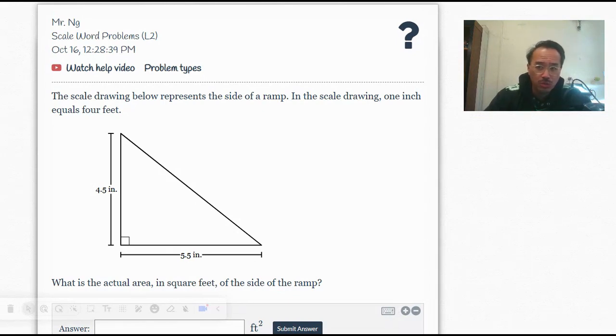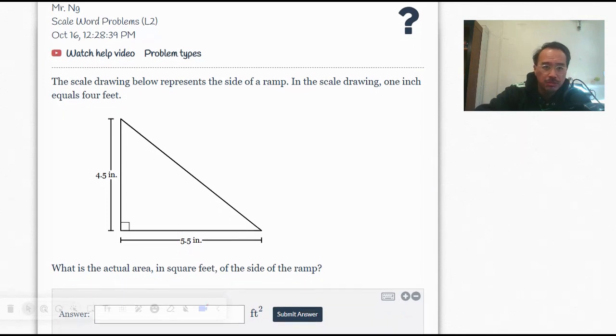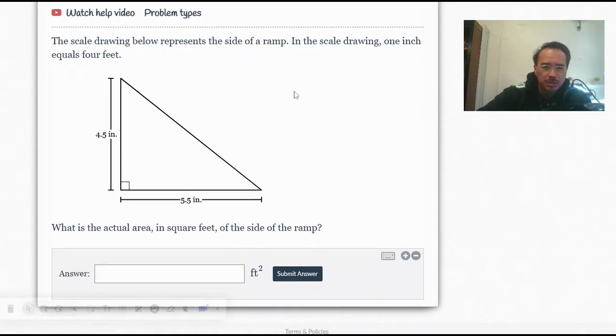So this Thursday you have a quiz, and on the quiz Thursday, 2 of the questions will include what you're about to see on the screen here. So we're gonna do this twice, just to make sure that you understand it, and then we'll go from there, okay? All right, so the question here says, the scale drawing below represents the sides of a ramp.